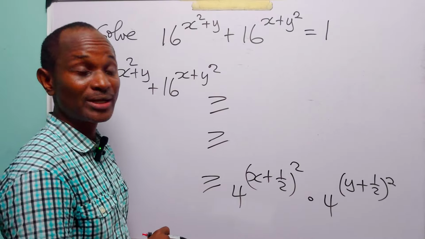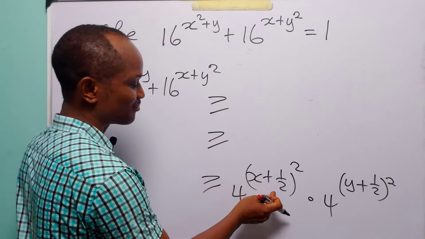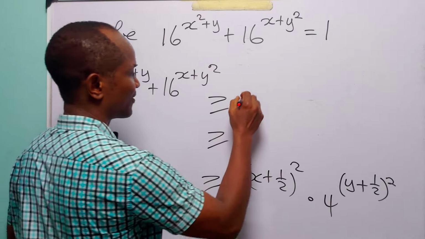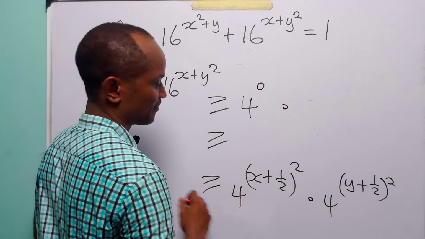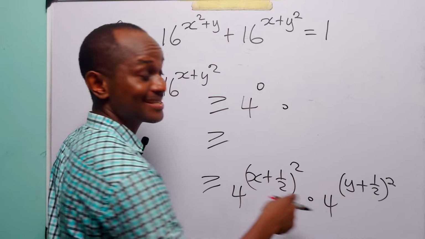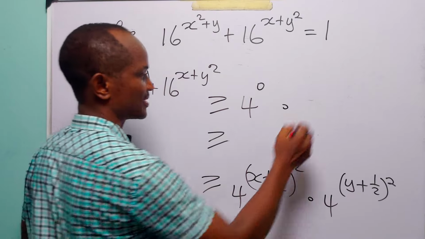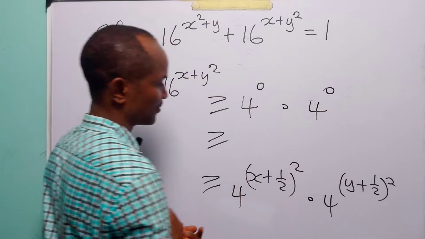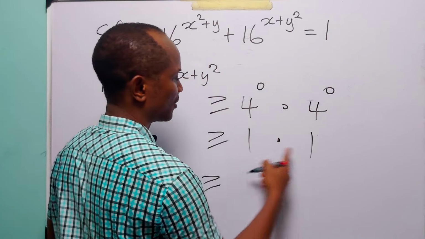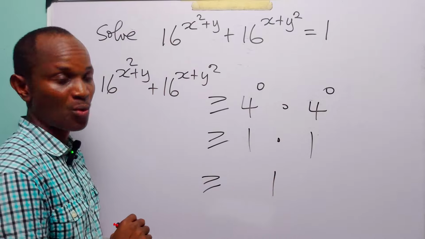And of course, for all real values of x, this exponent is greater than or equal to 0. So we can write 4 to the power 0 here. The same thing for all real values of y. This exponent is greater than or equal to 0. So we can write 4 to the power 0 here. Of course, 4 to the power 0 is 1, and 1 times 1 is equal to 1.